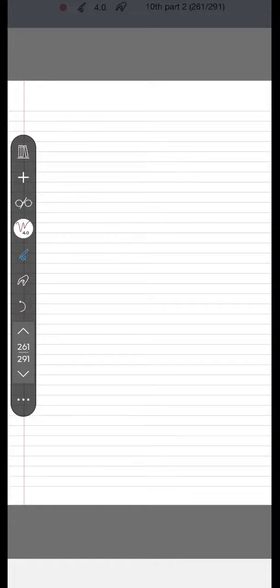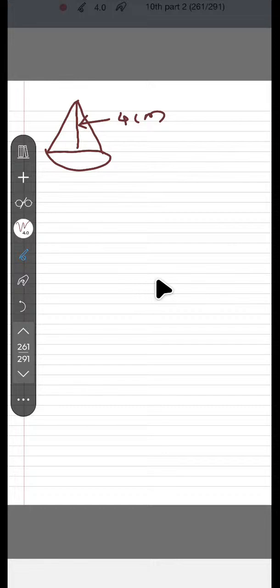Question number 10 is there, and we will directly start with the question. Okay, see, here I am going to draw this diagram. This is the shape of a cone, and this is a hemisphere. Height is given, which is 4 centimeter. Radius is there, which is 3 centimeter.